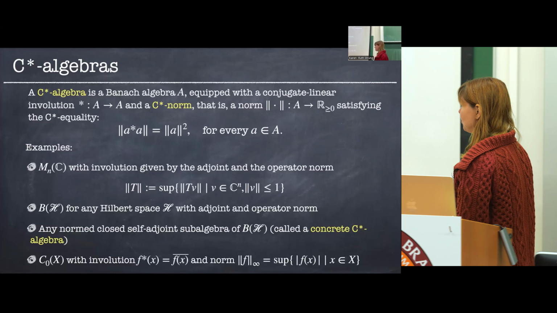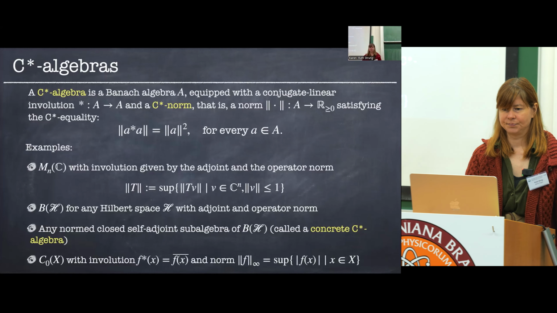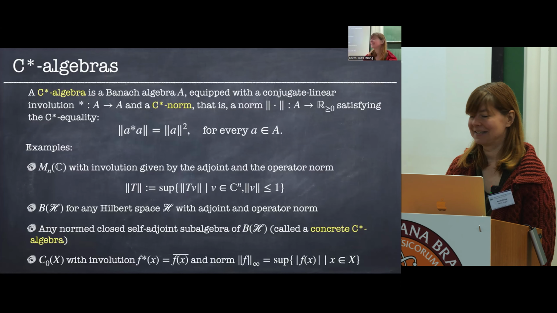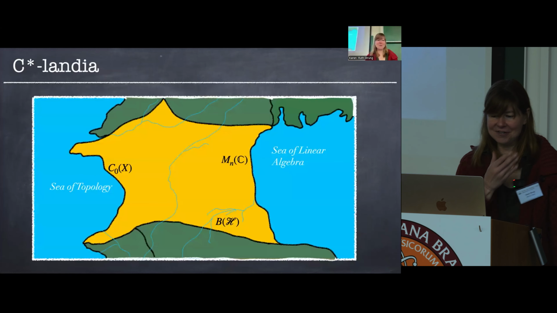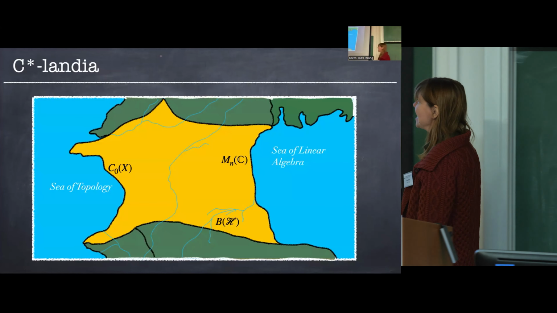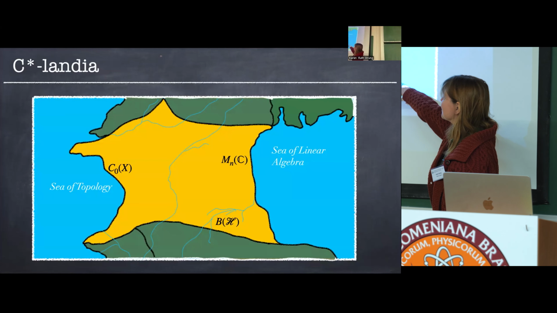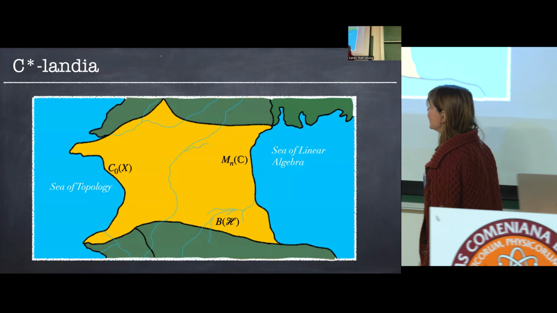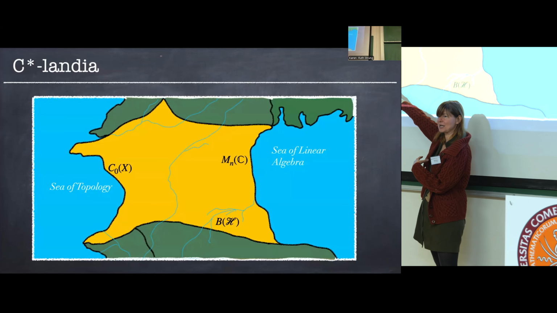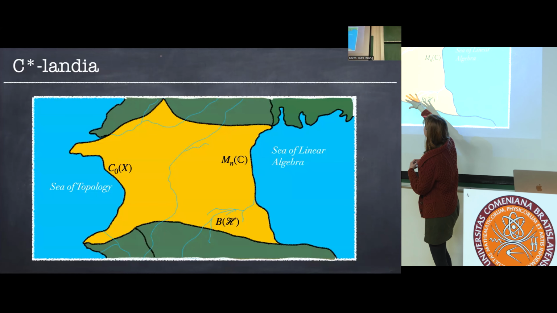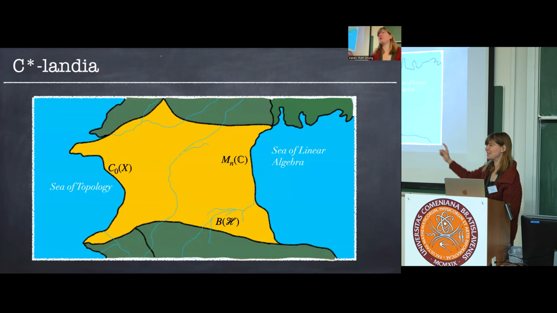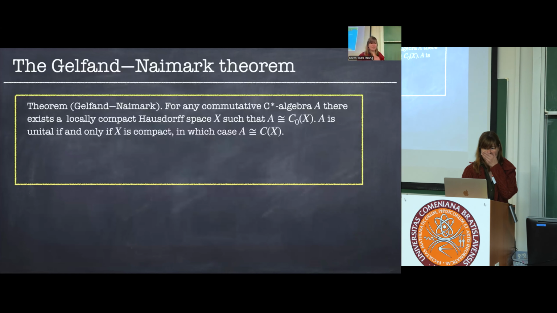And we equip this with the supremum norm. Okay, so here is our picture of our C-star land. On the one hand, we have things like matrices. This is very linear algebra. On the other hand, we have C0 of X, where we get a lot of topological concepts coming from. Most C-star algebras are somehow in the middle, but it's useful to take your intuition from these things.